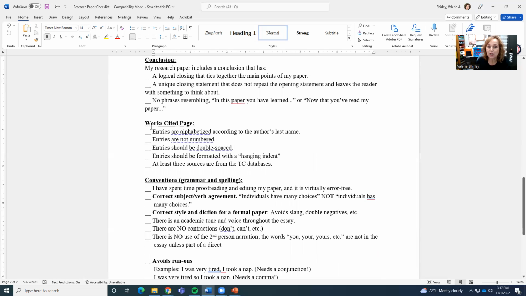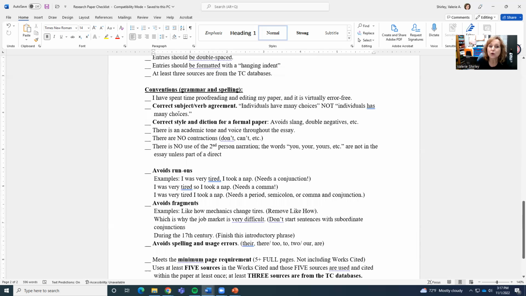Okay, here's some thoughts about your works cited page. Remember, they're all alphabetized according to the author's last name. If there's not an author, you go to the next source item, which would be like the title of the article, and you progress like that. The entries are not numbered. No, 1, 2, 3, 4, 5. They are double spaced. There's not extra spaces between. Entries should be formatted with a hanging indent. And remember, you have to have at least 3 sources from the TC databases. That shows up a couple times on this paper, I think.